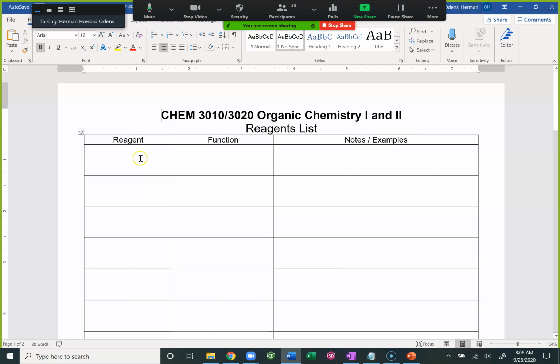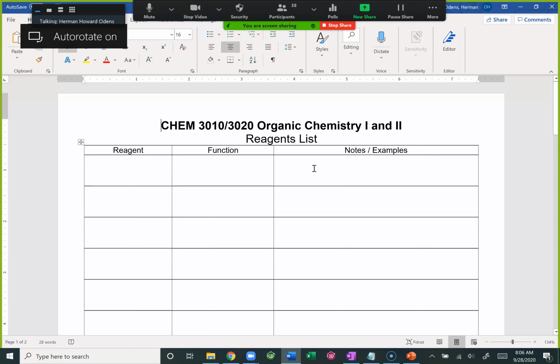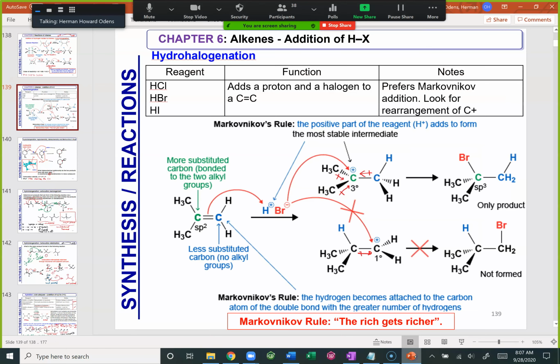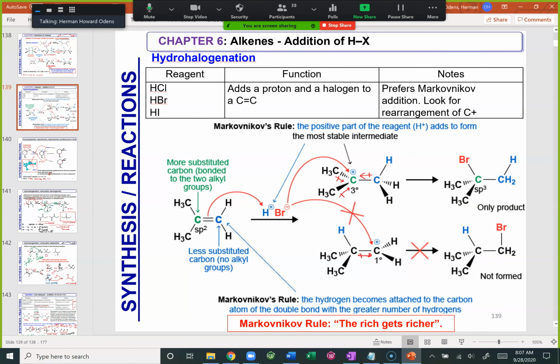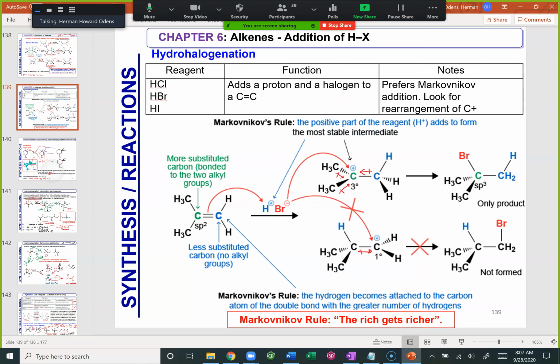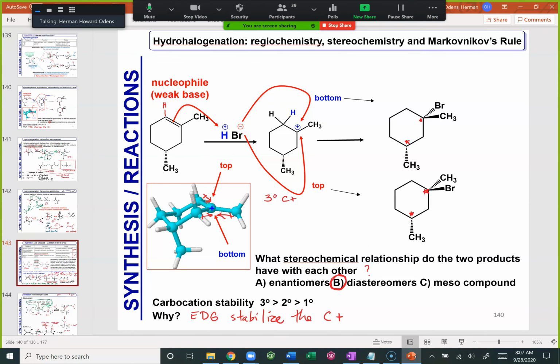If you know the reagents, the function, and also the name of the reaction, and you write it down with an example, you should be able to memorize that type of reaction. So I'm gonna do the first example for you guys. According to my notes, and remember we have flipped the classroom, so you have all this. You're responsible for knowing all these named reactions now.